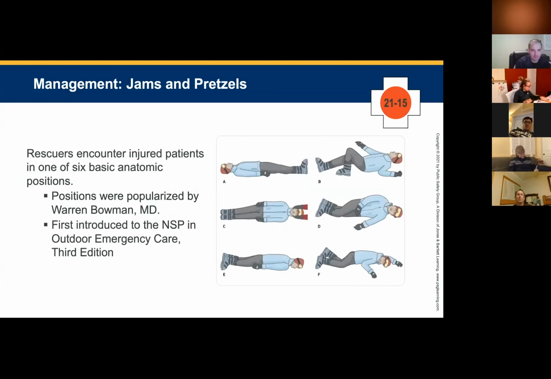So basically what this is getting at is that patients are going to be found in 6 basic anatomic positions. They can be lying on their back, they can be lying on their stomach, they can be where their legs aren't aligned, or they could be in B, D, or F where they are Picasso is what I'll call it. And so pretty much our job is to get them into this neutral inline position as shown in photo A, right? That's how we want to package our patients.